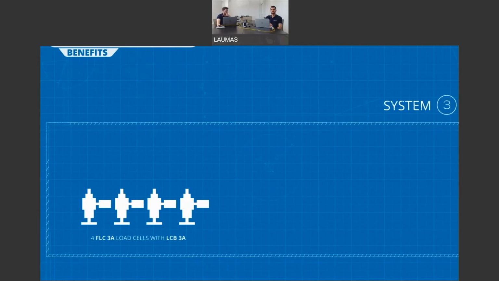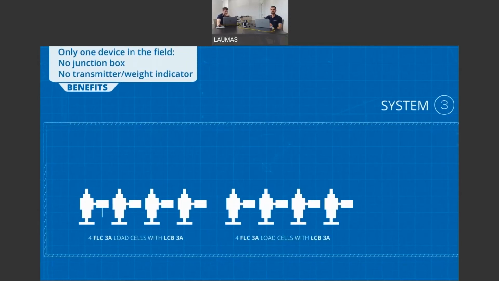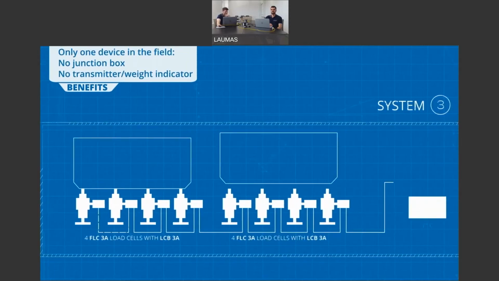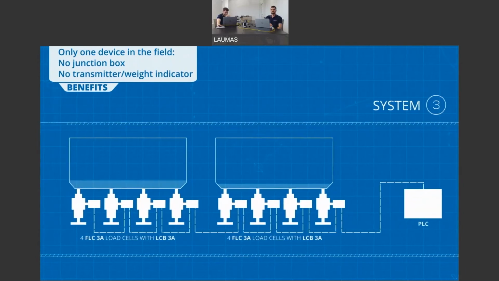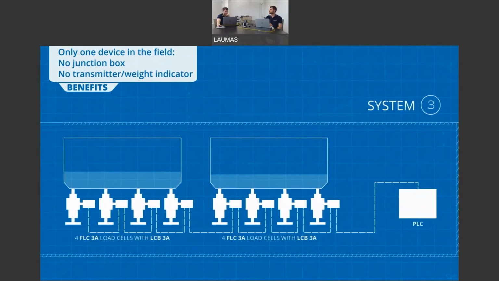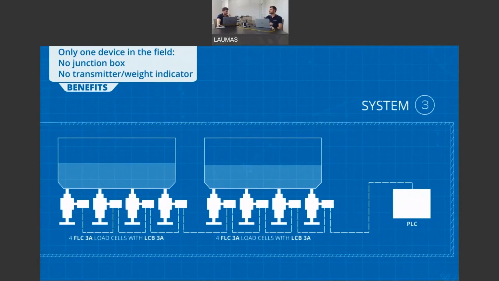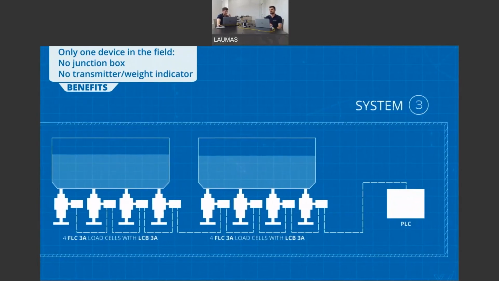The LCB3A weight digitizers transform the 4 FLC load cells into digital load cells. The load cells, connected to each other by means of an in-out system, directly transmit the weight value to the PLC.